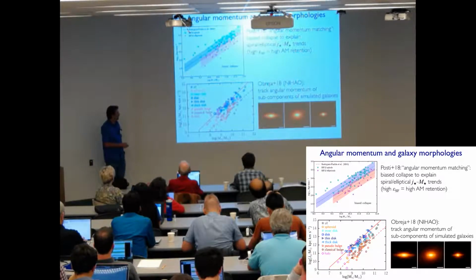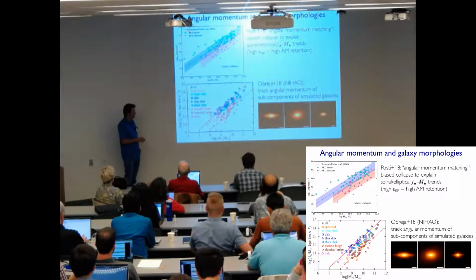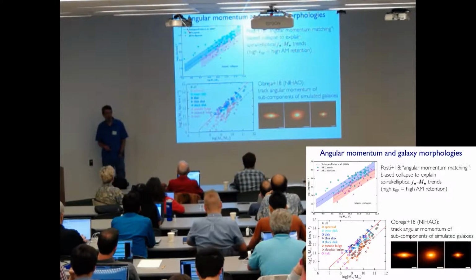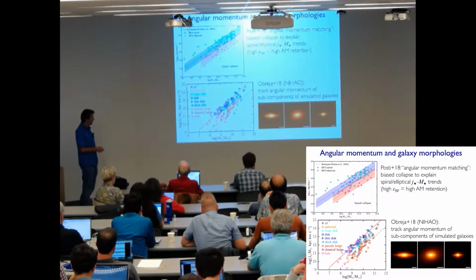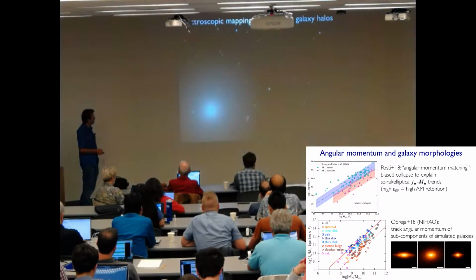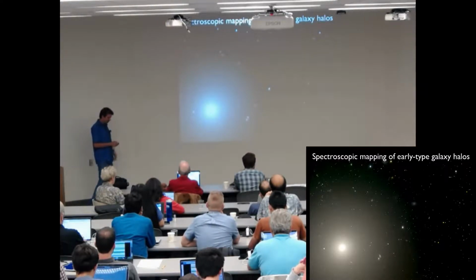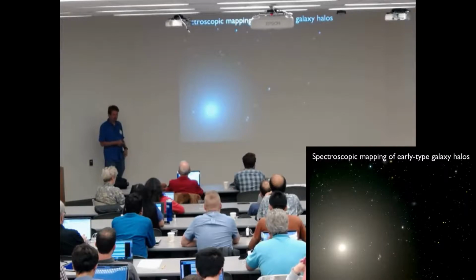Also some nice recent work from the NIHAO simulations looking at these trends for the bulges and disks separately. So I'm not going to discuss this in detail, but I just hope people will continue looking at this as your simulations get better and better and try to track down the origins of these scaling relations. So I kind of skipped ahead to some results, but without showing where some of the data come from.